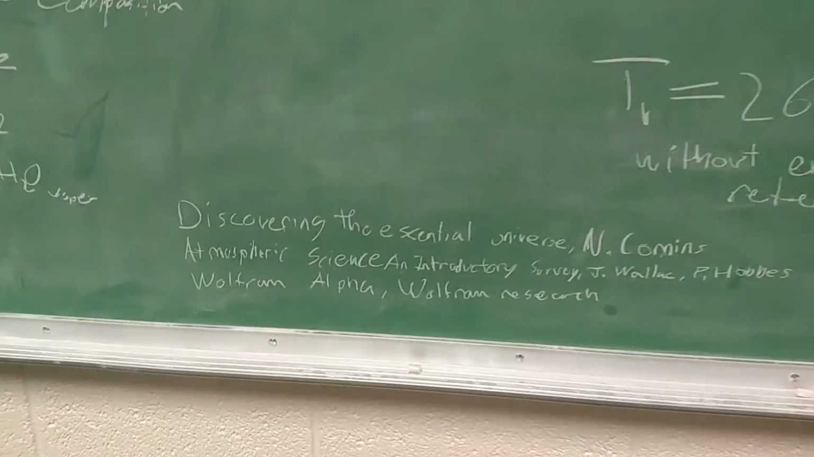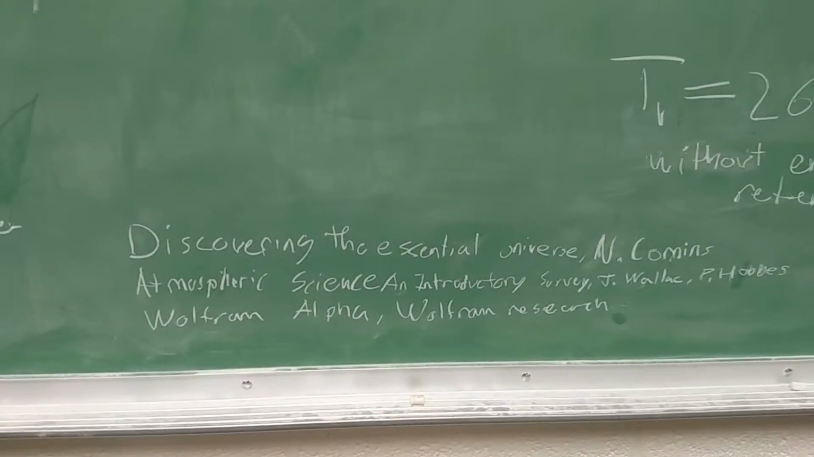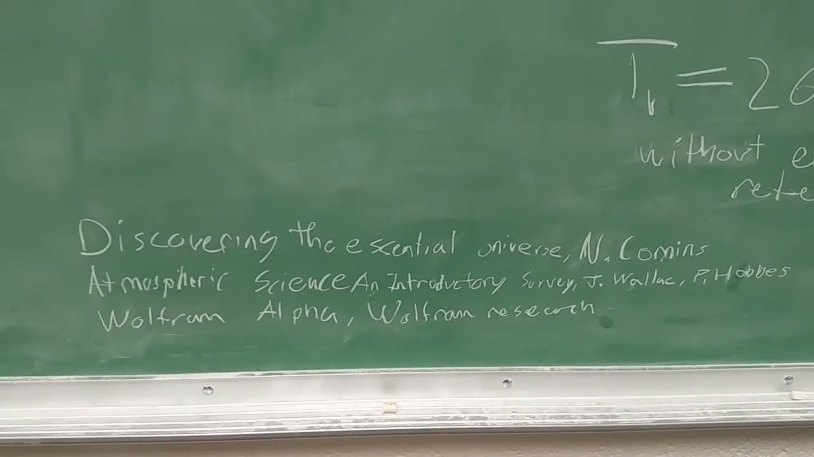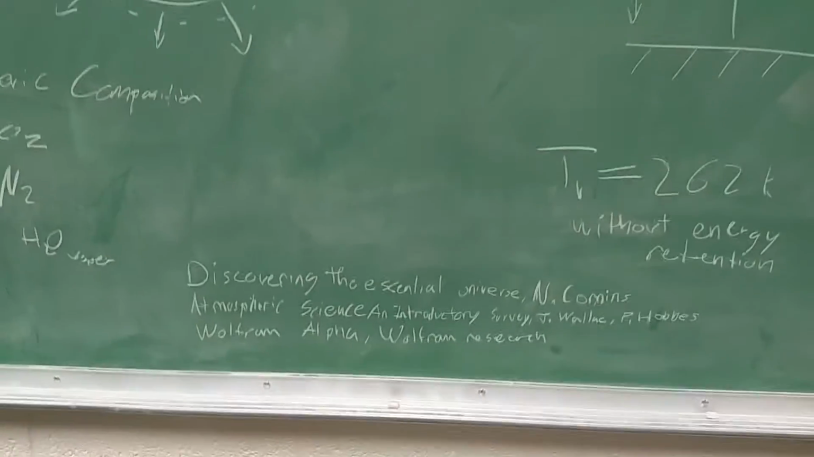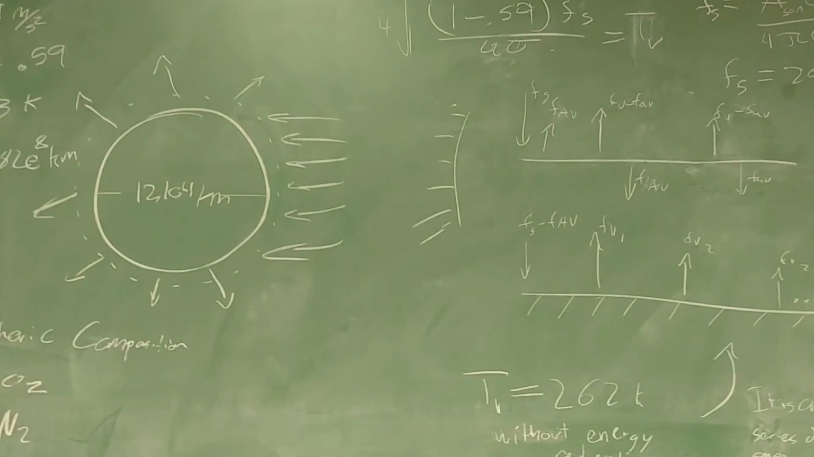My sources are Discovering the Central Universe by N. Cummings, Atmospheric Science: An Introductory Survey by J. Wallace and P. Hobbs, and Wolfram Alpha by Wolfram Research. These are my two figures or pictures.